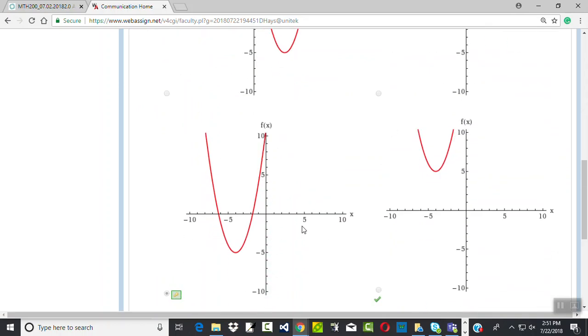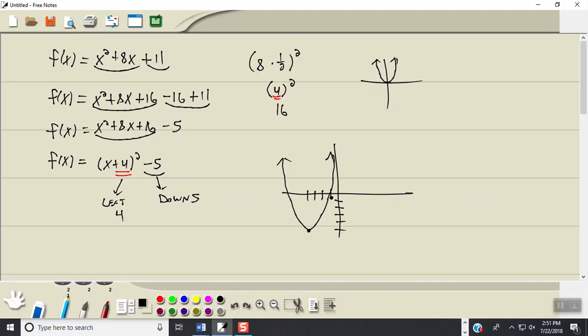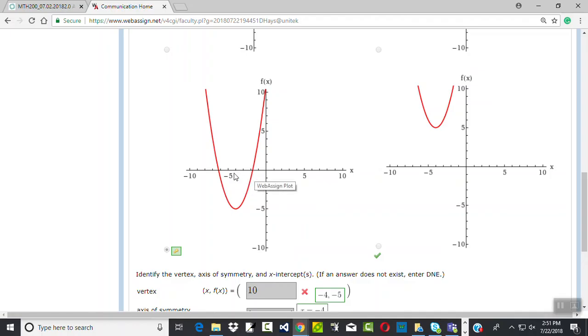Let's see, down 4, down 4. Oh, here it is. That's this little check mark here. I thought this was, no, that can't be right. Okay, so left 4, down 5. So left 4 and down 5. That gives us this answer here.